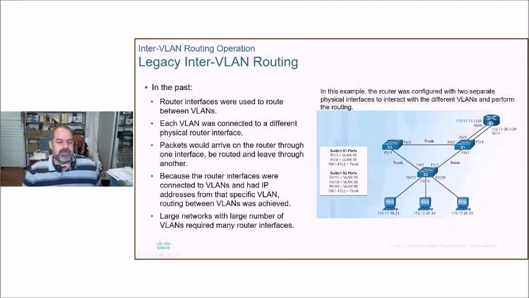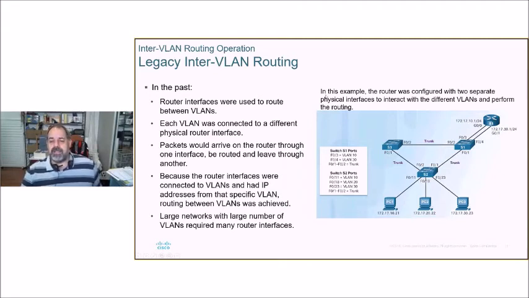Packets would arrive on the router through one interface and be routed and leave through the other. Because the router interfaces were connected to VLANs and had IP addresses from the specific VLAN, routing between VLANs worked. Large networks with a large number of VLANs require many router interfaces, and so that brings up your costs.